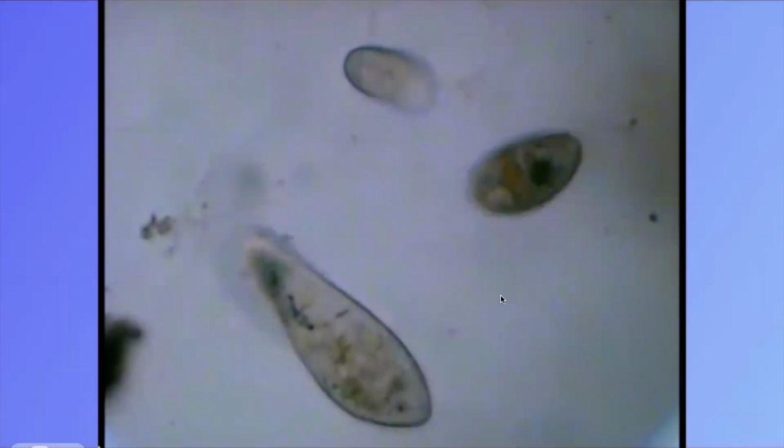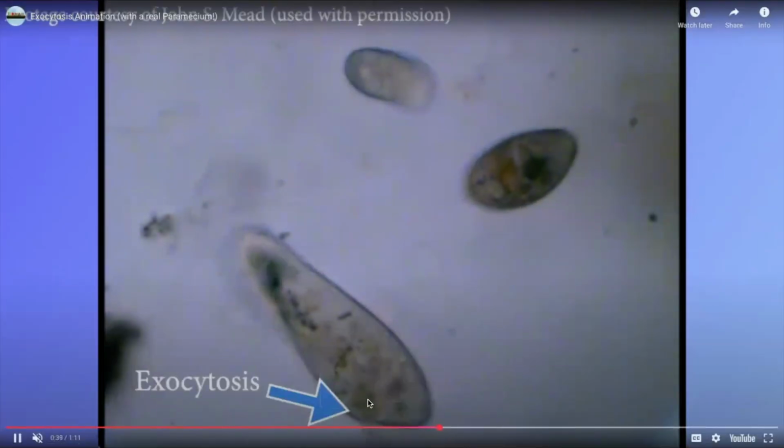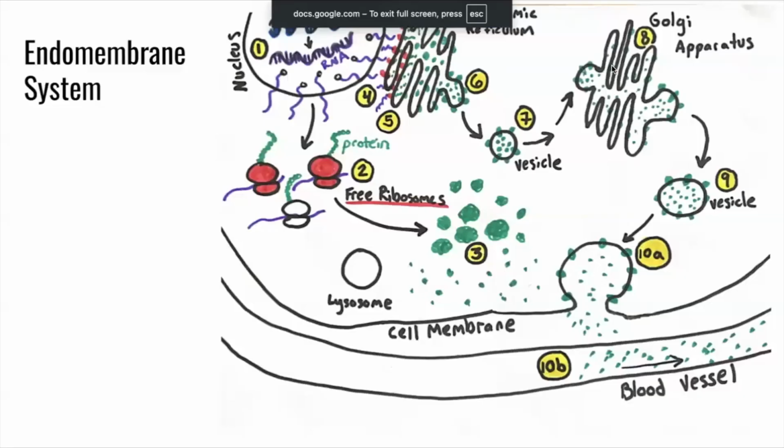Okay, so here's a couple of examples of that in real life. You can see exocytosis happening down at the bottom. It's a little hard to see in this image, but you can see that it is releasing things. And I encourage you to go back to this video if you're interested in how that process works. So that's step 9, where the vesicle is formed.